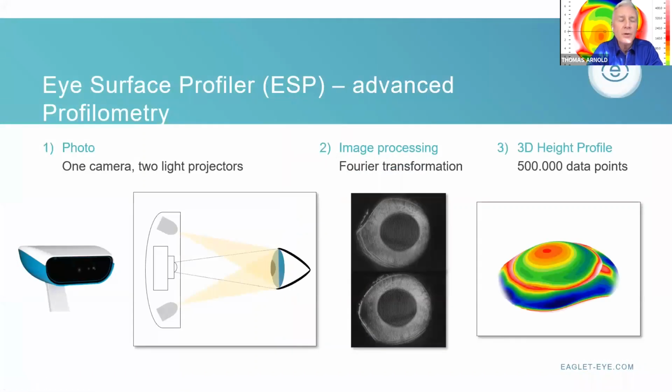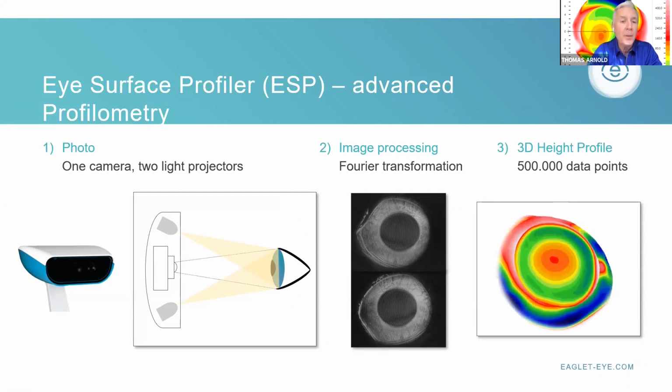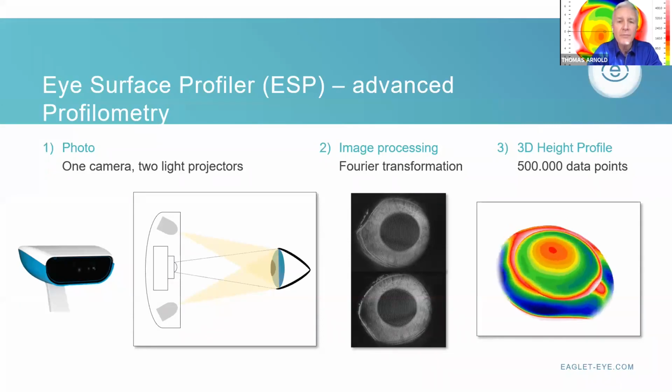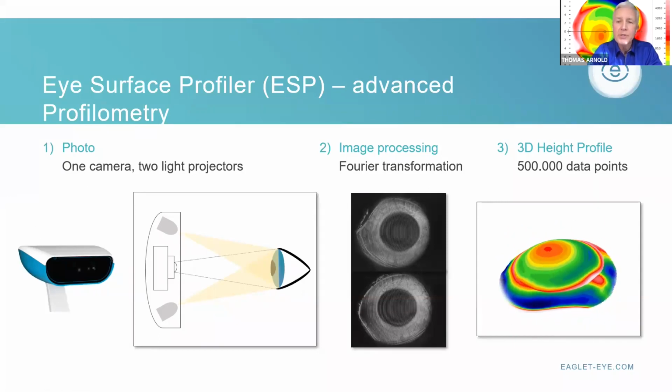So the way the profiler works, the ESP works, is it's one camera. It has two light projectors focusing on the eye. The image is processed via a Fourier transformation. And what that means to us is that we have a three-dimensional image with over 500,000 data points.